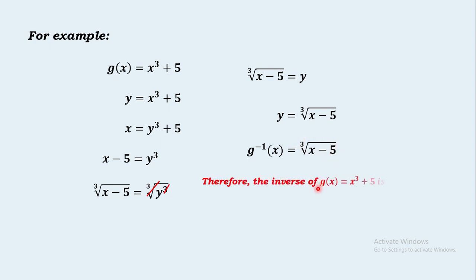So, therefore, the inverse of g of x equals x cubed plus 5 is g inverse of x equals cube root of x minus 5. So that is how to get the inverse of a given function. Those are the examples on how to get the inverse of a given function.